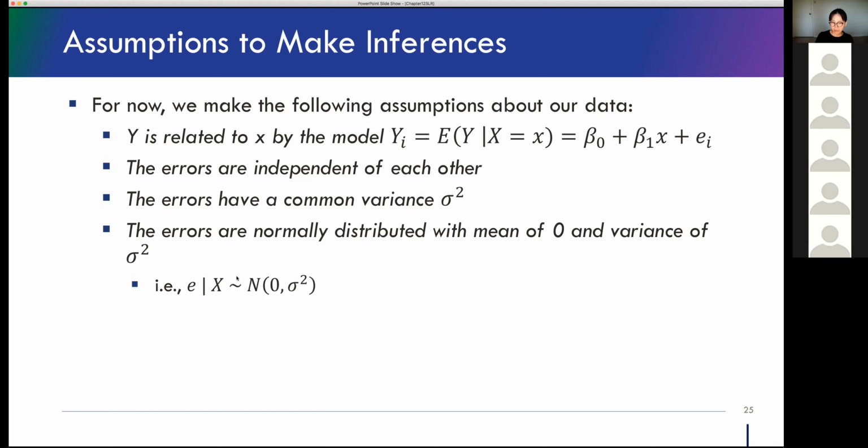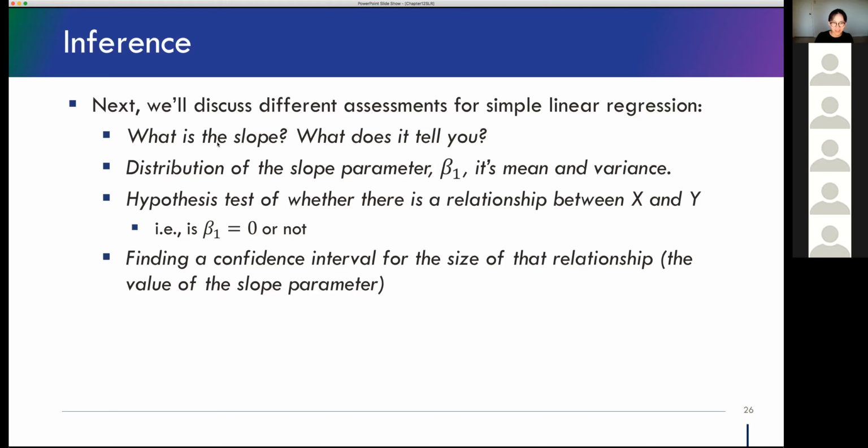We have this normal distribution. That's the most important assumption so that we can do the inference.